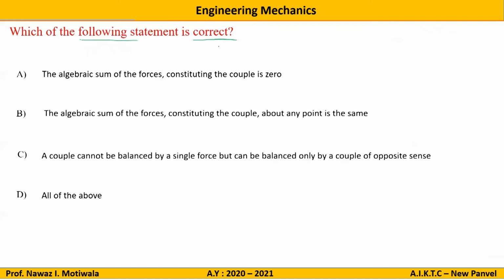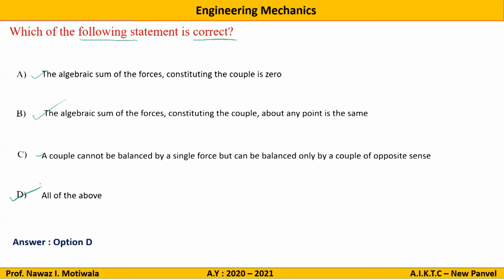Which of the following statements is correct? The algebraic sum of forces constituting a couple is 0. Yes, this is correct. The algebraic sum of moments of forces constituting a couple about any point is the same. Yes, because a couple is a free vector. A couple cannot be balanced by a single force, but can be balanced by a couple of opposite sense, and this is also correct. So the option is all of the above.